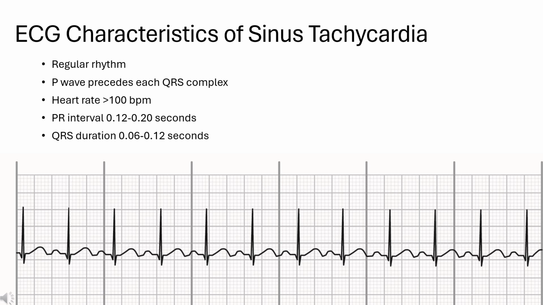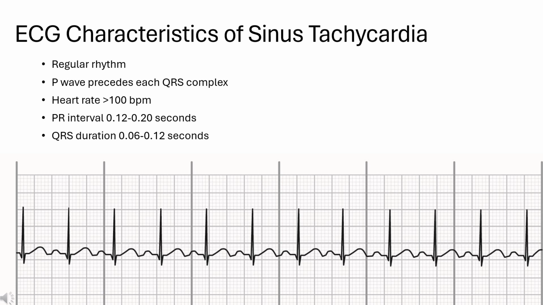In sinus tachycardia, every P wave is followed by a QRS complex. The P wave represents atrial depolarization, which means the atria are contracting and sending blood into the ventricles. This is followed by the QRS complex, which represents ventricular depolarization, indicating the ventricles are contracting to pump blood out to the body. One of the defining features of sinus tachycardia is a heart rate exceeding 100 beats per minute.